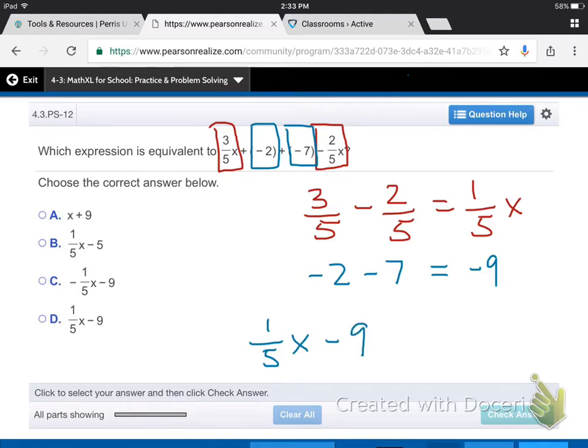Okay, now which one of these answer choices is the correct one? It looks like D is our choice right there. Hang on. It looks like D is our choice. 1/5 x minus 9.